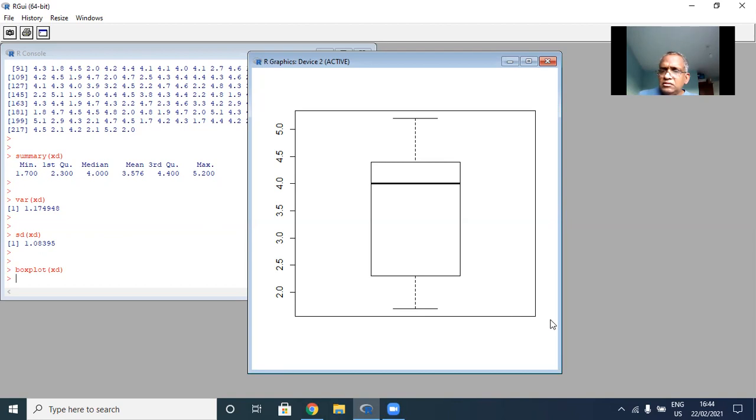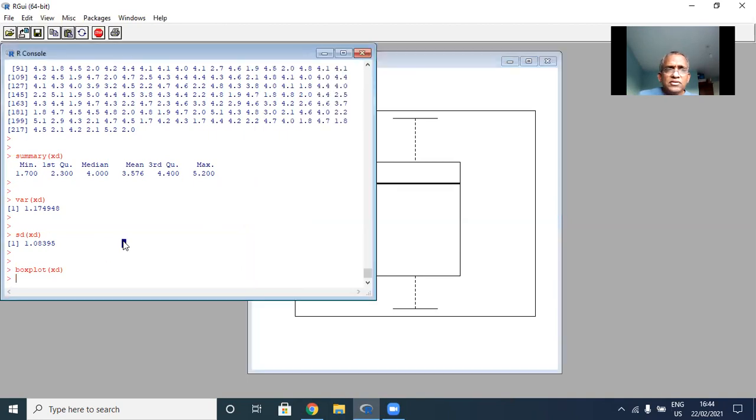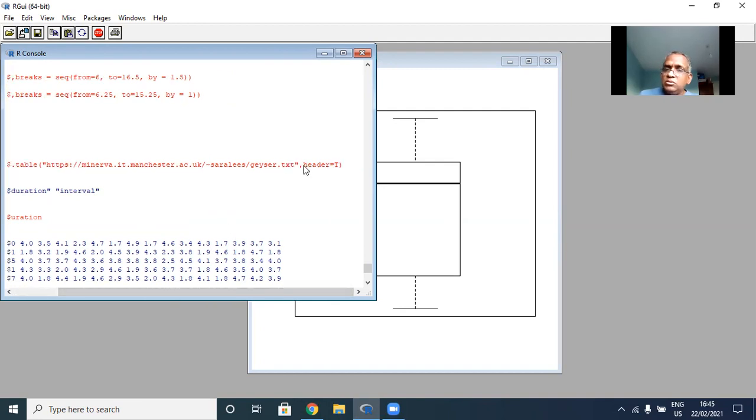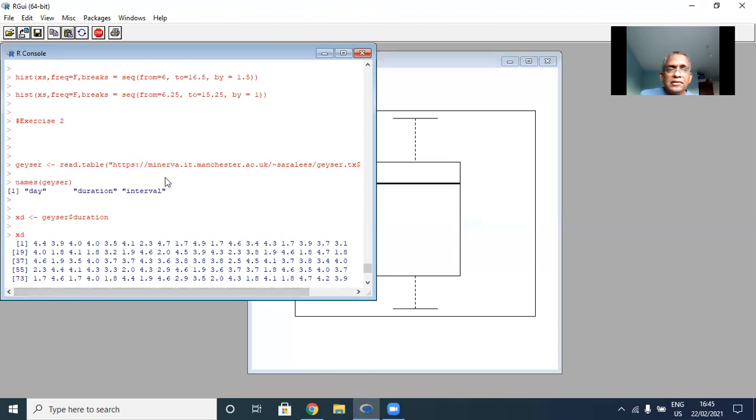First line of the data set will be as the header names. Yeah, you're right, Christian. When you type names in brackets, the name of the data set, it tells you the names of the columns. It gives you the column names in the data set, right? So the column names are day, duration, and interval, right? That's why when you read the data, it's always a good idea to say header equal to true. So it picks out the column names, all right?